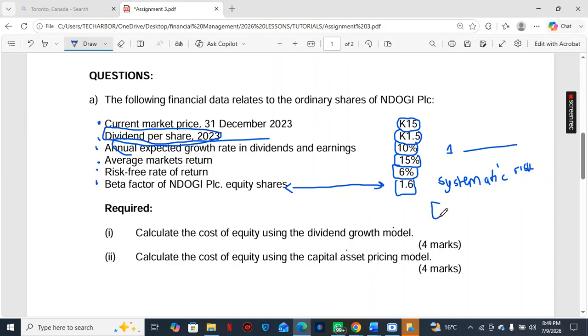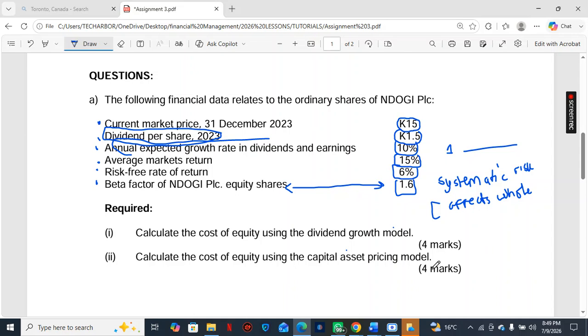Systematic risk is the risk that affects the whole stock market. It doesn't care whatever industry you're in, you all get affected. For example, COVID, that was a systematic risk. It affected all sectors: construction, energy, agriculture. Even wars affect various sectors. So it affects the whole market. It is not industry specific.